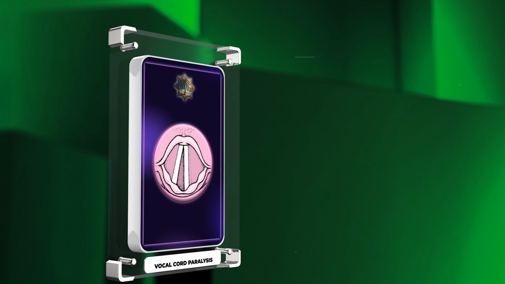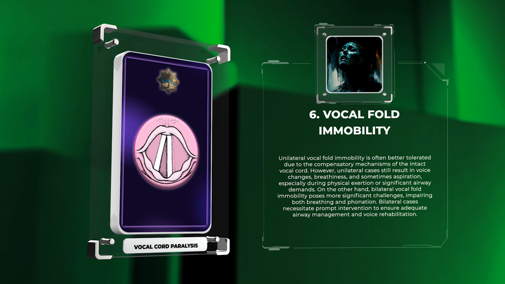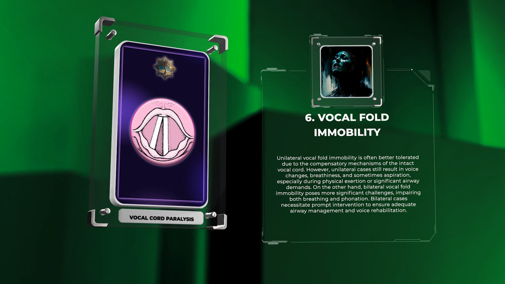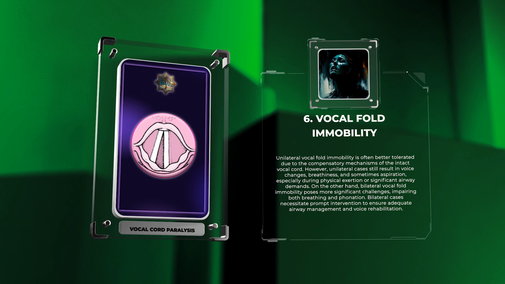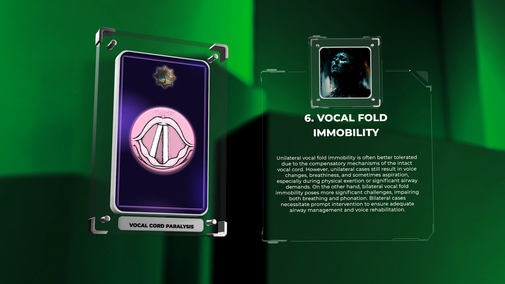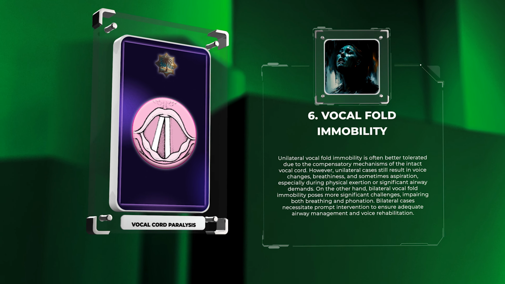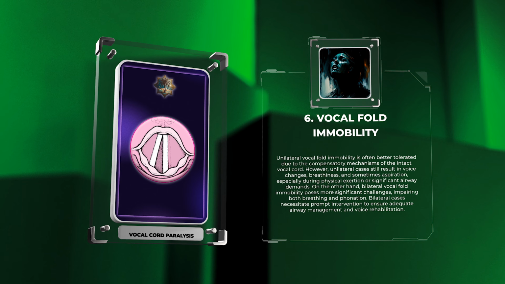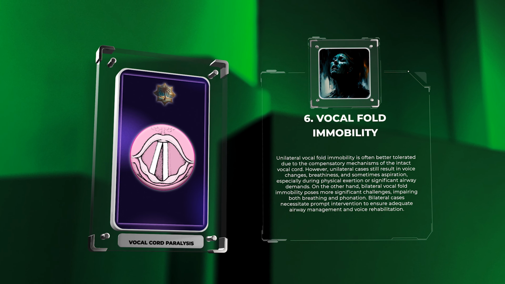Unilateral vocal fold immobility is often better tolerated due to the compensatory mechanisms of the intact vocal cord. However, unilateral cases still result in voice changes, breathiness, and sometimes aspiration, especially during physical exertion or significant airway demands. On the other hand, bilateral vocal fold immobility poses more significant challenges, impairing both breathing and phonation. Bilateral cases necessitate prompt intervention to ensure adequate airway management and voice rehabilitation.